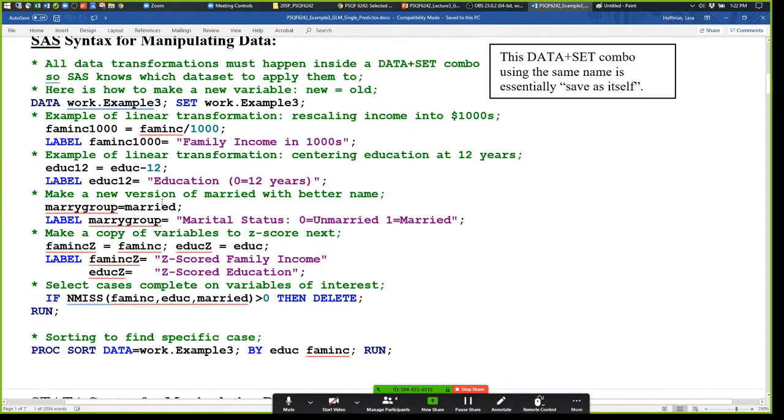Next up, data. First thing we have to do is make sure that we have all the right versions of the variables that we're going to play with. So this is where data transformations need to happen.